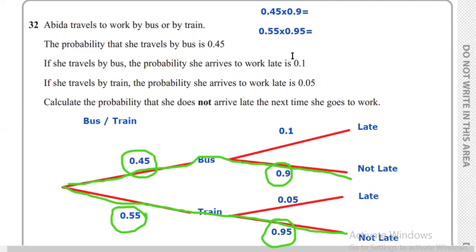Now, I use the calculator to do this. So the first one, 0.45 times 0.9 equals, let me write it here, 0.405, like this. Okay, this is the first one. And then the second one, 0.55 times 0.95 with the calculator. So it's going to be 0.5225. Now I got both probabilities of bus not late and train not late.